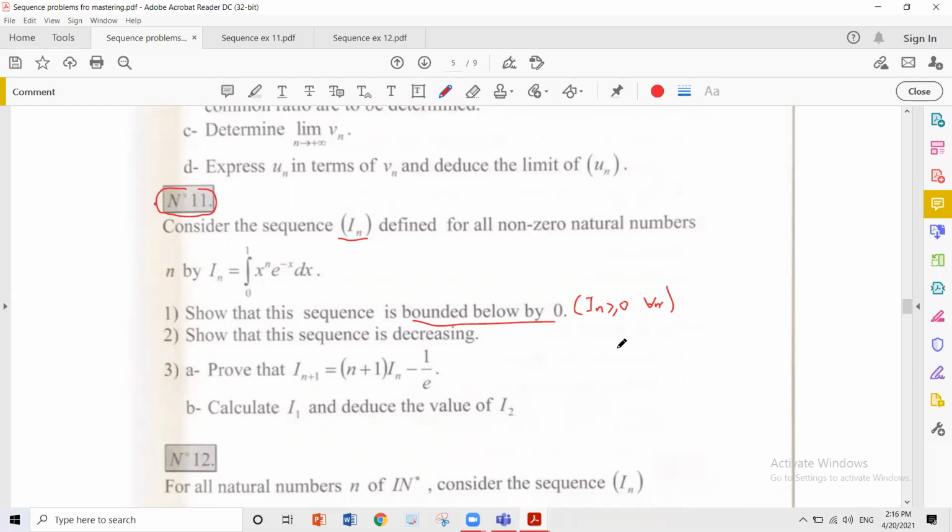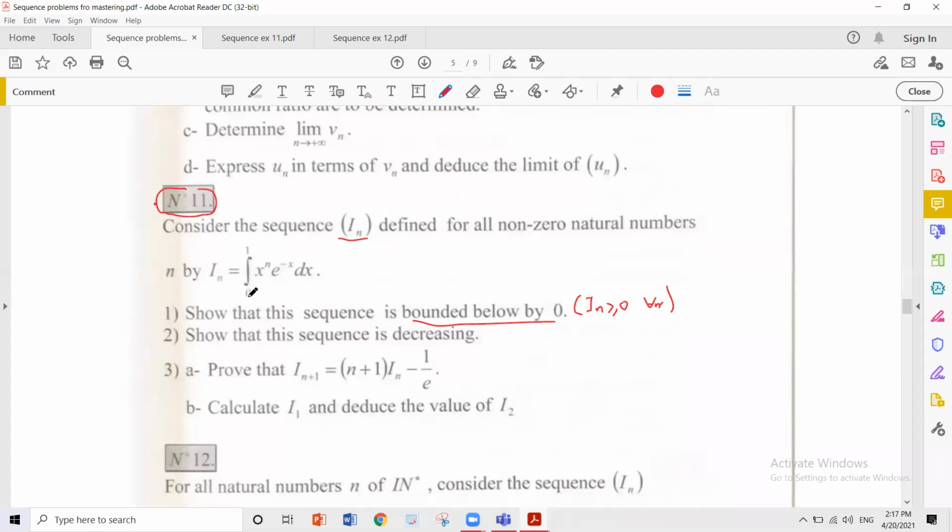Yes, I am waiting, Shabib. بيلو زيرو. For example, your age is bounded below by 16. What does it mean? Your age is bounded below by 16. Your age is less than 16 or greater than 16? Greater. طيب هون the sequence is IN bounded below by zero, wherein IN is greater than zero.